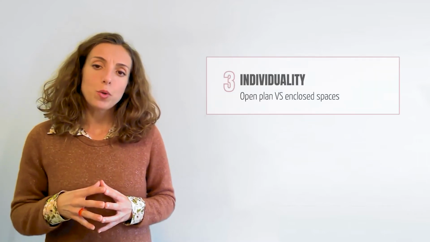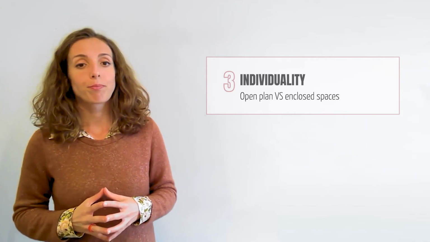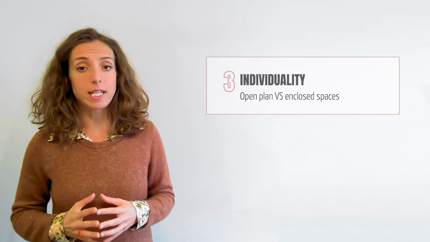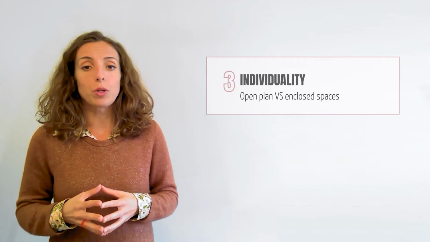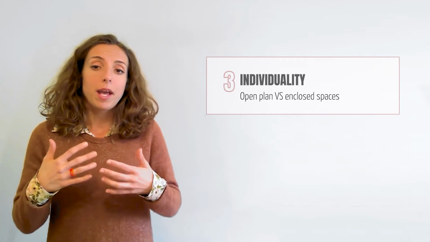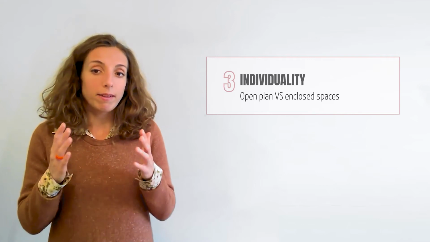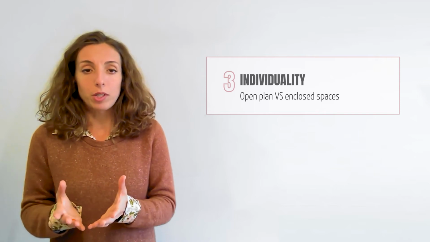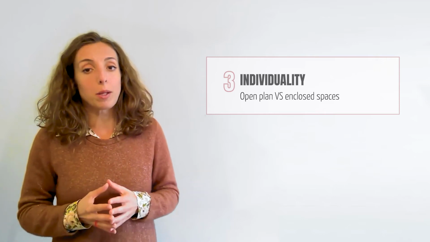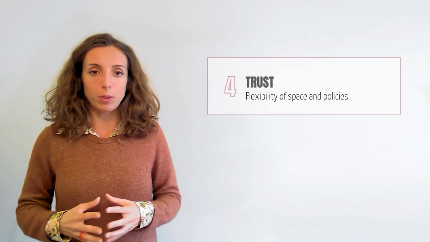Individuality affects the choice of open plan versus enclosed offices. In a team-oriented organization, people will work in open plan offices to enhance social relations and chance encounters. Whereas in more task-oriented individual cultures, open plan might hinder concentration and productivity, which are indeed better supported by enclosed spaces. Trust has to do with the flexibility of spaces and policies.